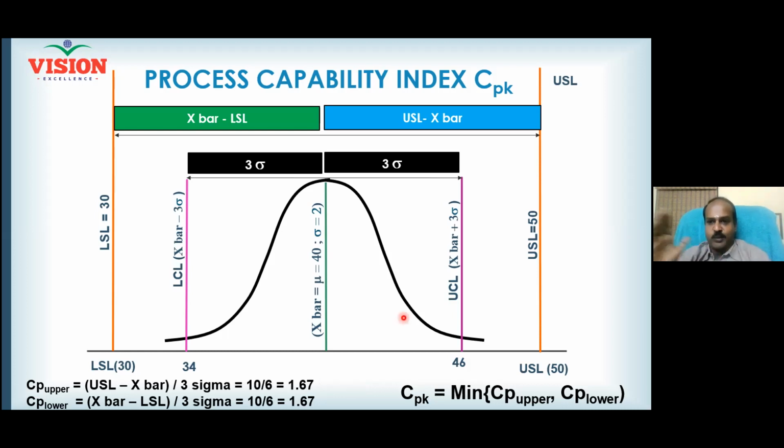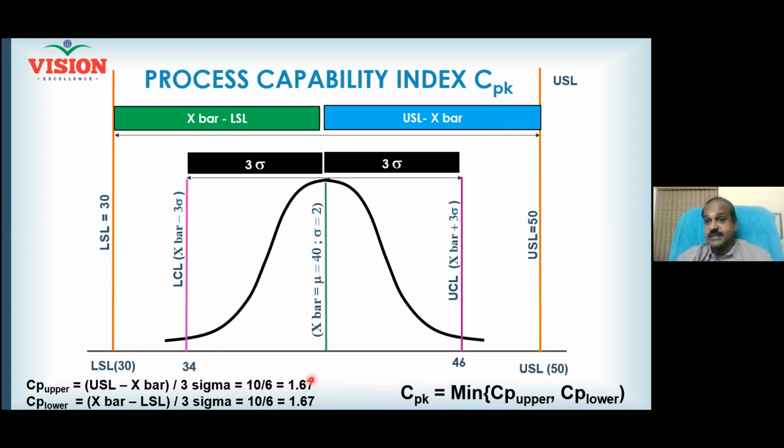Now what will happen to the blue bar? Will it increase or will it decrease? Let us say the process center is shifted to the right. What will happen to the blue bar? It will decrease, sir. The blue color bar will decrease. If the blue color bar decreases, CP upper will go down.